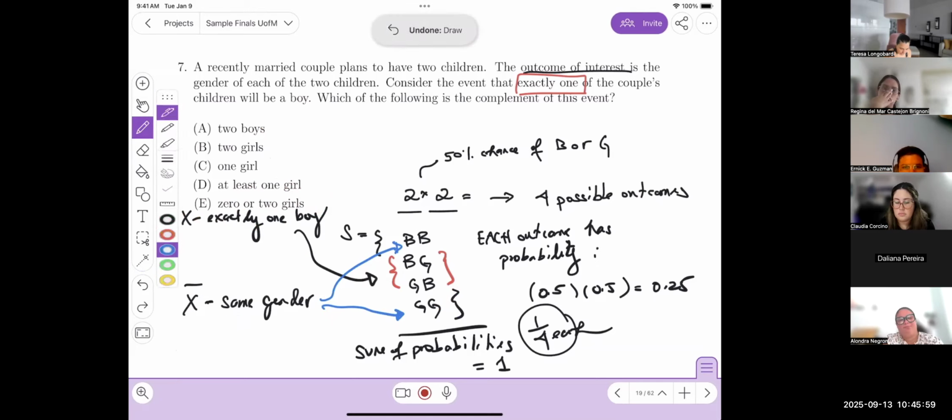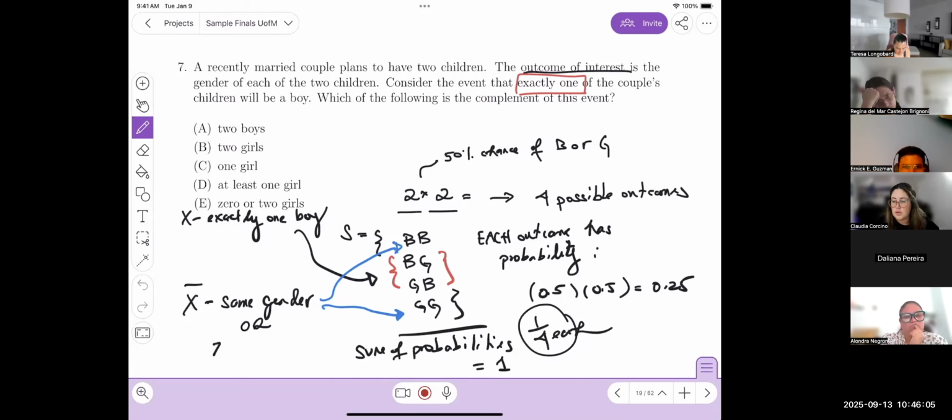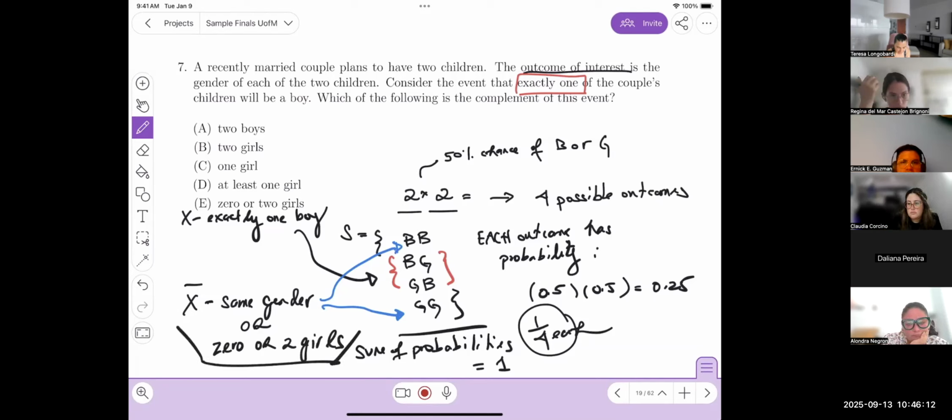So the answer was not in the question? No, the answer is E. It's just the way they said it. They didn't say same gender. Okay. It's just said in a different way than I would say it, right? Okay, but the answer is E. Okay, who chose E?